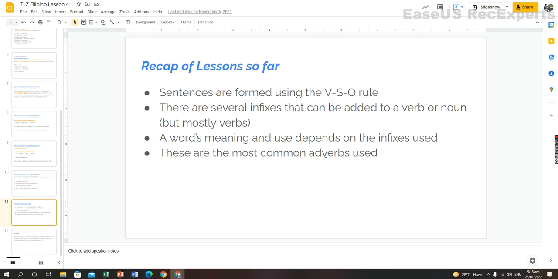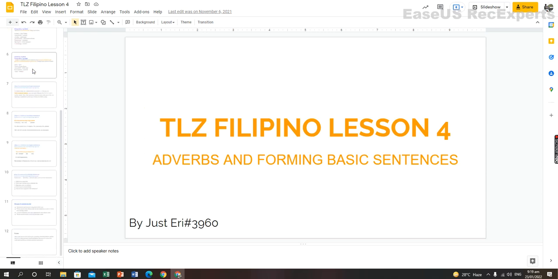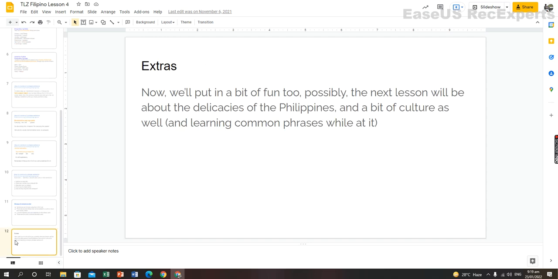These are the common adverbs used in my opinion, because I don't see any other kinds of adverbs really used. So, like mamaya na, kahapon. If you can review these, you can go join the server, and this is just pinned in the Filipino chat. Go get your roles there, and you can just review this. And we can put in a bit of fun too. So our next lesson will be about Philippine culture, like certain places in the Philippines, and if you wanna check that out on Google Maps, I won't stop you.